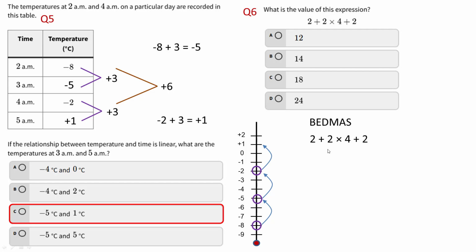So if we write out 2 plus 2 times 4 plus 2, I have to do the 2 times 4 first here. So 2 times 4 is 8. So I'm adding 8, 2, and 2. So 8 and 2 is 10. 2 more makes 12. So that's why the answer would be 12 here.